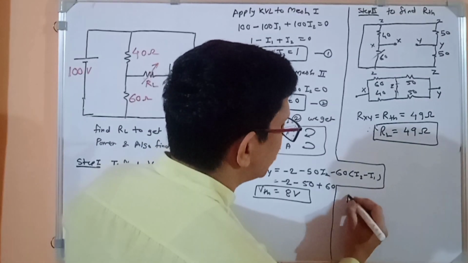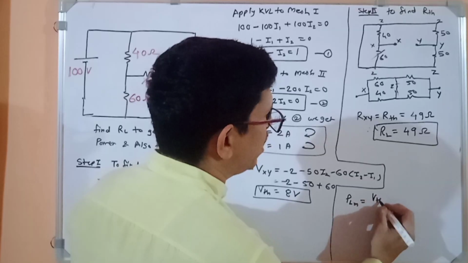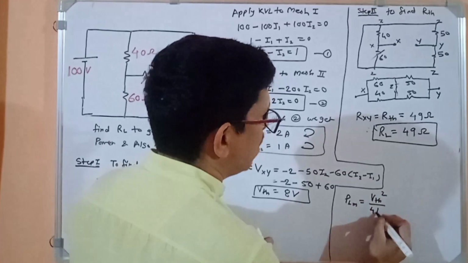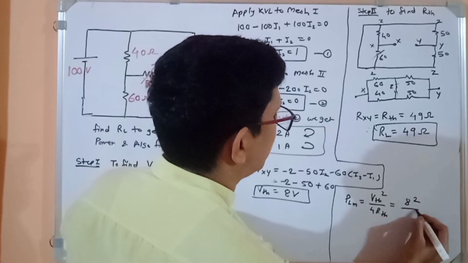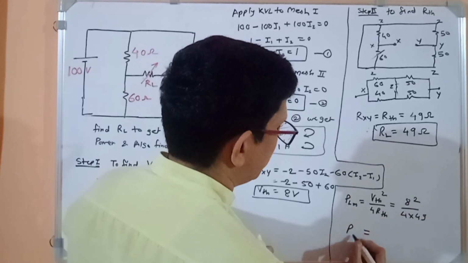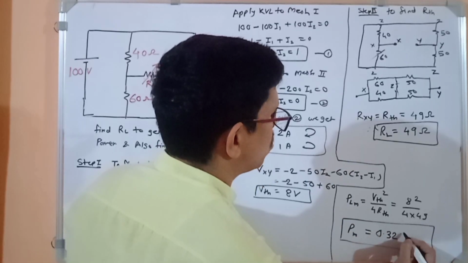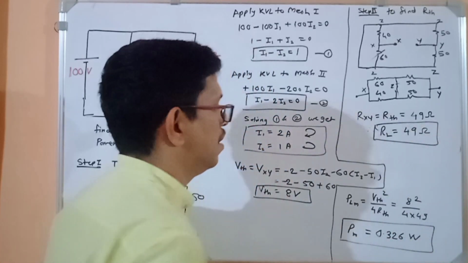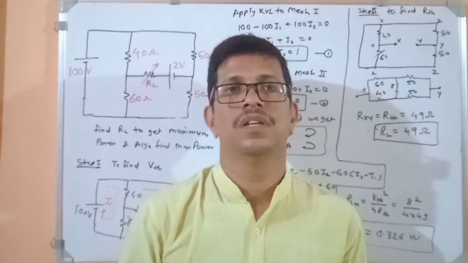And again the question is to find PL max. So maximum power is equal to VTH square upon 4 times RTH. So VTH we have got 8, square divided by 4 times 49. So that will be my maximum power, 0.326 watt. Okay, so that ends your DC circuit module.